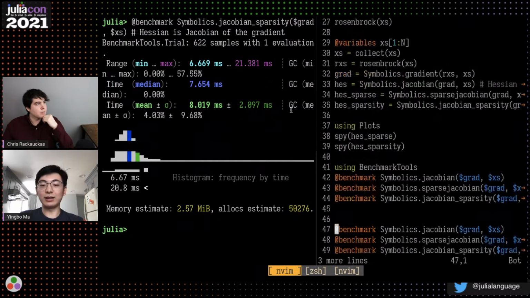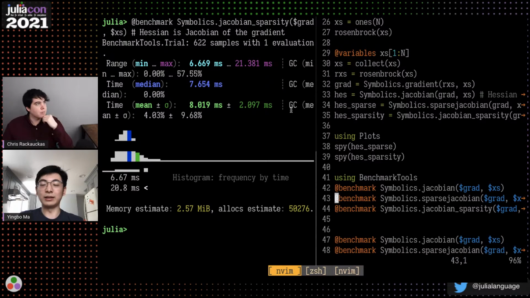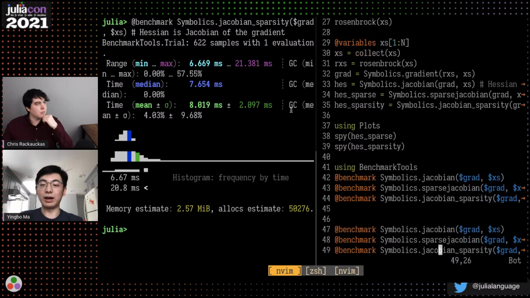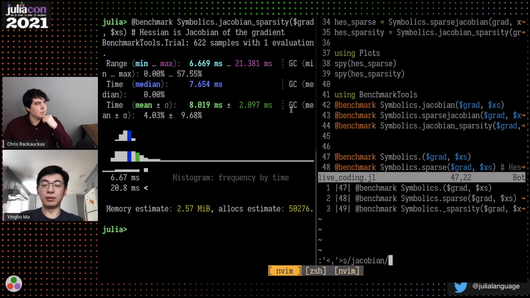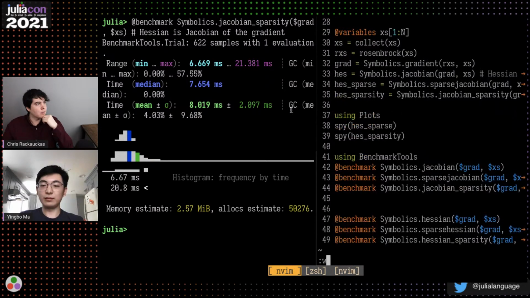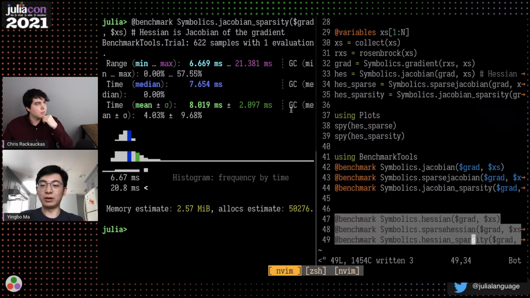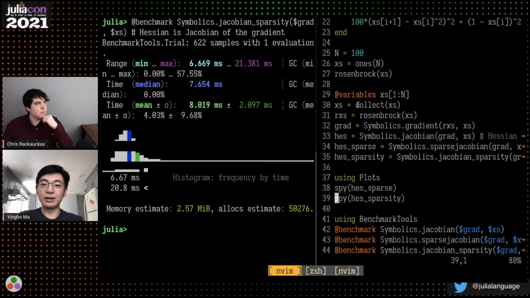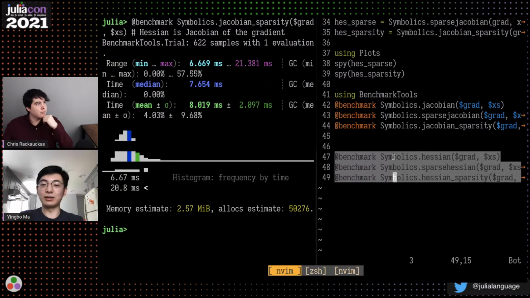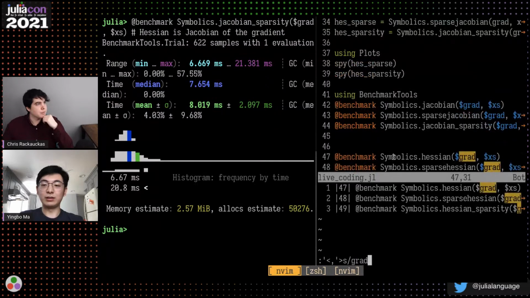Analogously, you don't have to first take the gradient and then take the Jacobian later. We also have the Hessian function in Symbolics, so we can replace all the Jacobian by Hessian, and then of course replace all the grid with what was the variable before? Yeah, rxs. So replace all the grid by rxs.